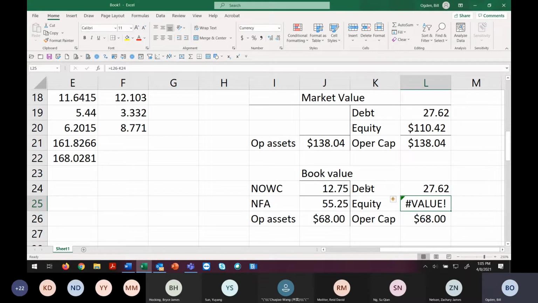Oh, this is not good. What did I do wrong? Okay, let's Control Z that. Why did that work? I don't know why. Let's see, equals this one minus.